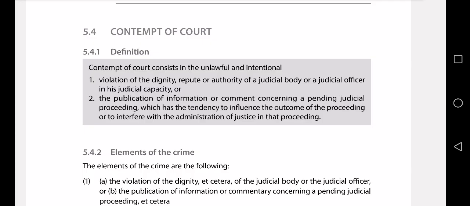Contempt of court. Definition. Contempt of court consists of the unlawful and intentional violation of the dignity, repute, and authority of the judicial body or judicial officer in his judicial capacity, or the publication of information or comment concerning the pending judicial proceeding which has the tendency to influence the outcome of the proceedings or to interfere with the administration of justice in that proceeding.